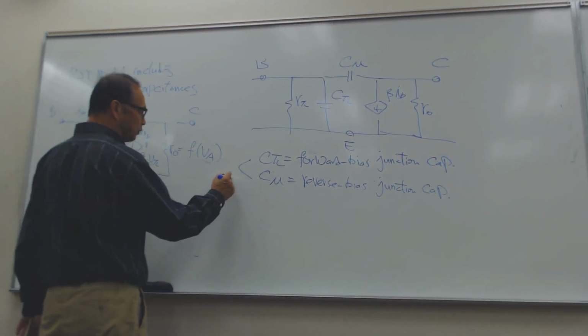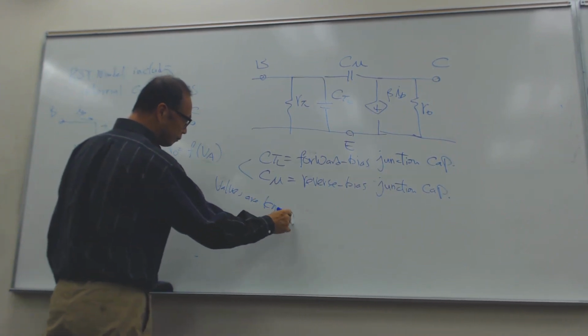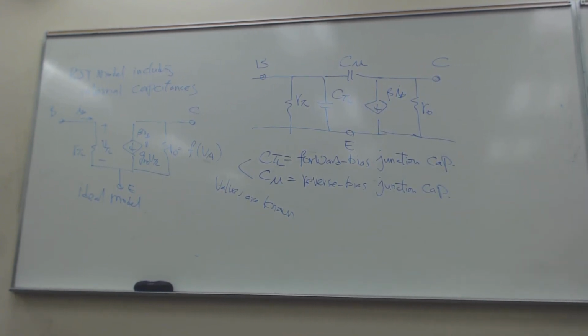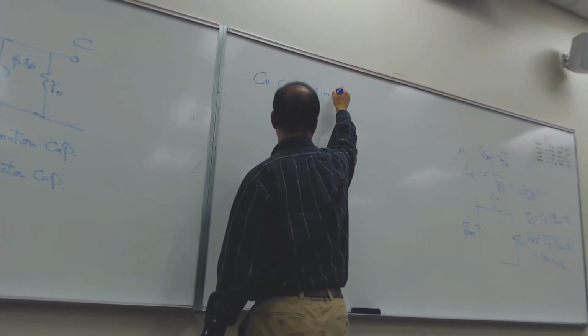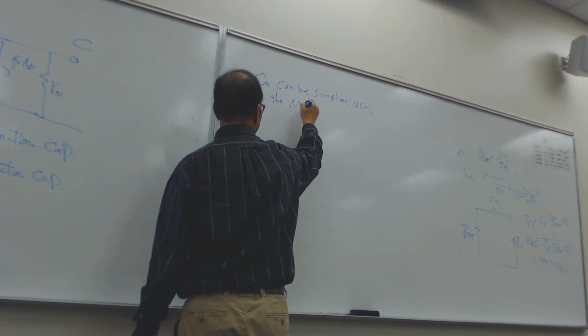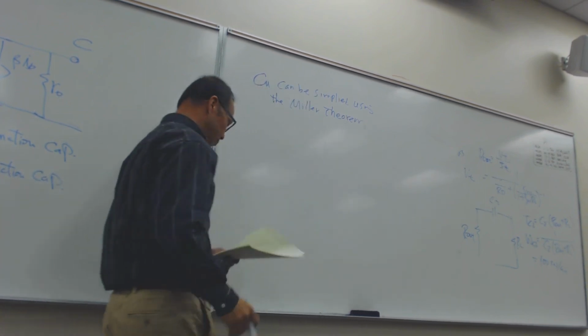Typically these values are given. But that model is difficult to use. So therefore, people have used the Miller theory to try to simplify the model. So C sub mu can be simplified using the Miller theory.